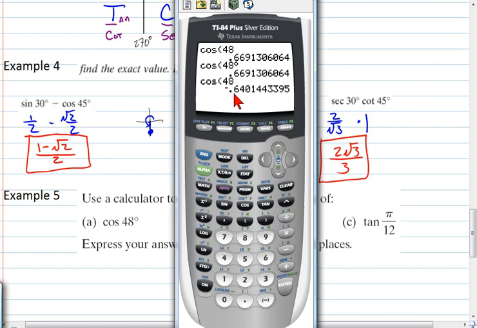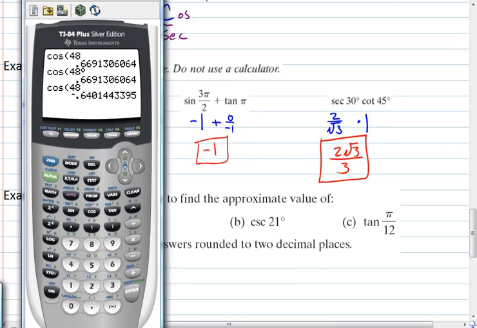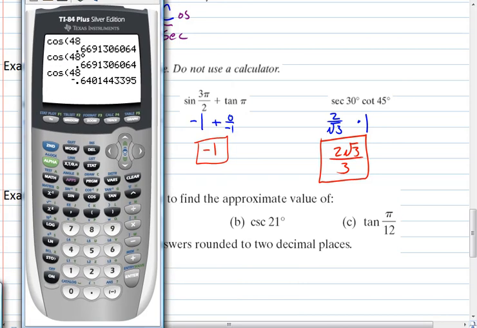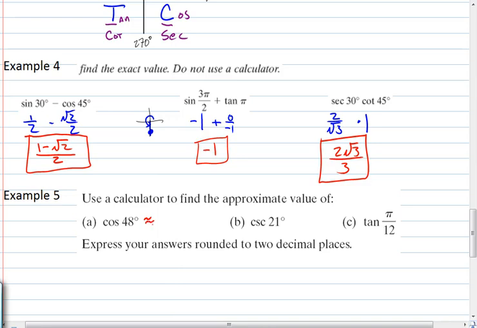You can always make sure you get the right thing by sticking the degree symbol into the calculator, even if it stays in radian mode. So that's kind of cool. So if we were going to round this to how many decimal places? 2 decimal places, what would we put? 0.67. So this would be 0.67.